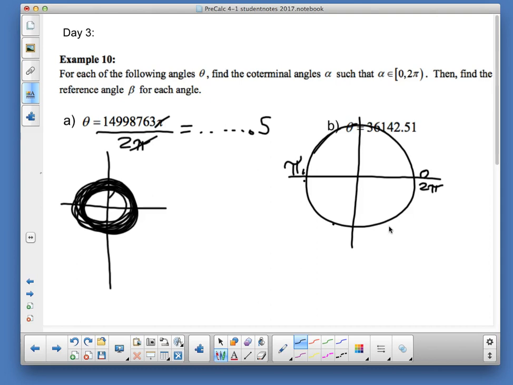Okay, well, let's talk about that. One time around, well, half time around's pi, 2 pi, 3 pi, 4 pi, 5 pi, 6 pi, 7 pi, 8 pi. Odd pi's here, even pi's here. It's an integer. It's done right there. Does that make sense? So whatever my big number is, I take 2 pi times my 0.5, and that equals pi. That's my coterminal angle. Does that make sense? Yeah.